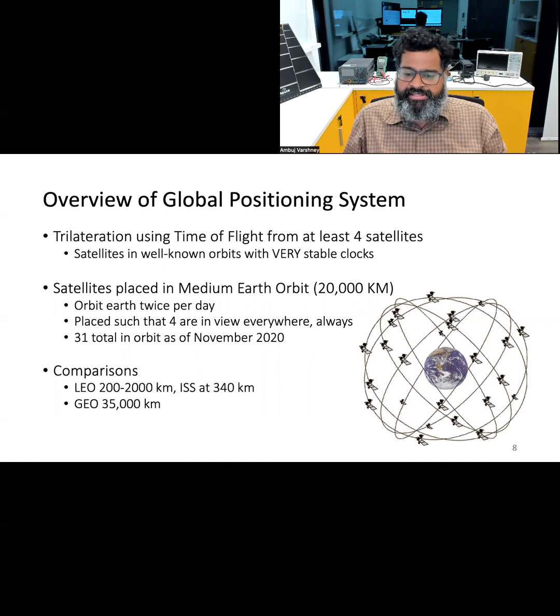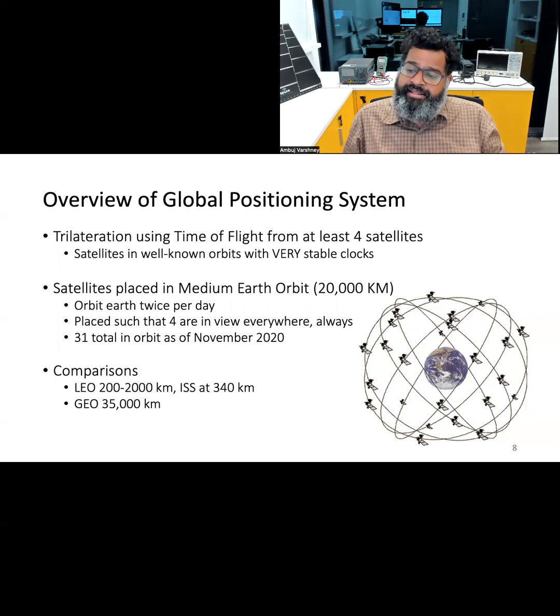GPS uses the trilateration algorithm, and as you can recall, it requires several different anchor points which are transmitting wireless signals, and then you estimate, by solving several equations, the location of the target objects. So in the case of GPS, what are the anchor points? These are actually satellites, and these satellites for GPS are placed in a medium Earth orbit. What's the distance at which these satellites are going around the Earth? These satellites are at about 20,000 kilometers, and they orbit twice per day.